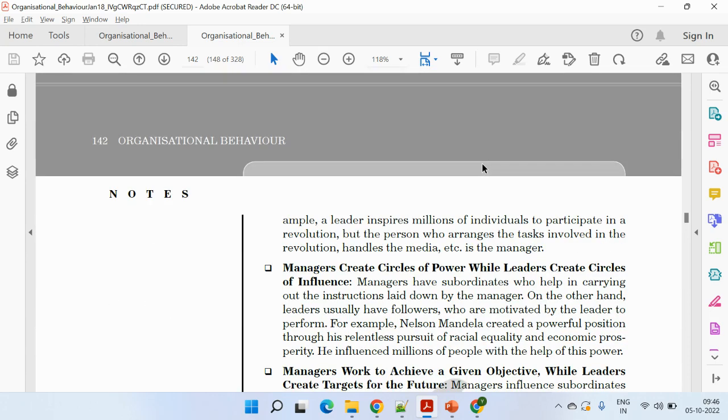Managers create circles of power while leaders create circles of influence. If you see, Ajay is more or less acquainted to his power, and you can say he was misusing his power. So he just wanted to get things done. He never tried to influence his employees in a positive way.